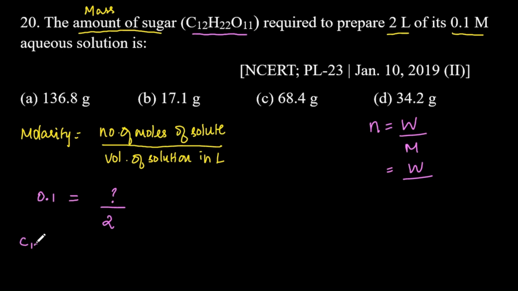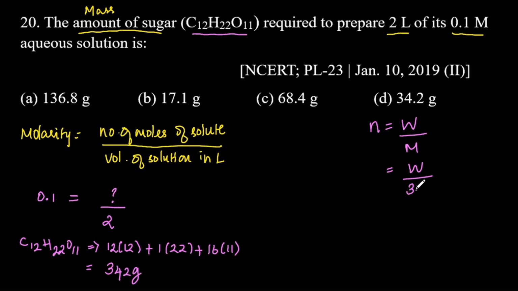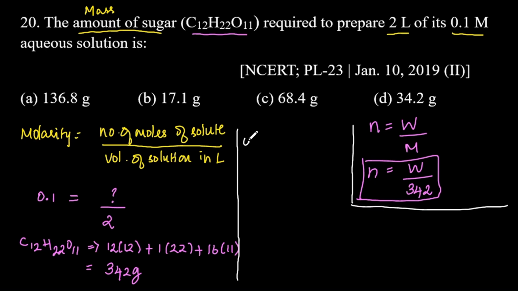Here the formula is mentioned, C12H22O11. So the mass of carbon is 12 and 12 atoms are there, plus 1 into 22 plus 16 into 11. So if we solve this, we will get the answer 342 grams. So the denominator is 342. So in place of number of moles of solute, we are going to substitute this value. So let us see the molarity. 0.1 is the molarity, and in the numerator the number of moles of solute is W divided by 342, whole divided by 2 in the denominator. So we can rearrange this as 0.1 equal to W divided by 342 into 2.